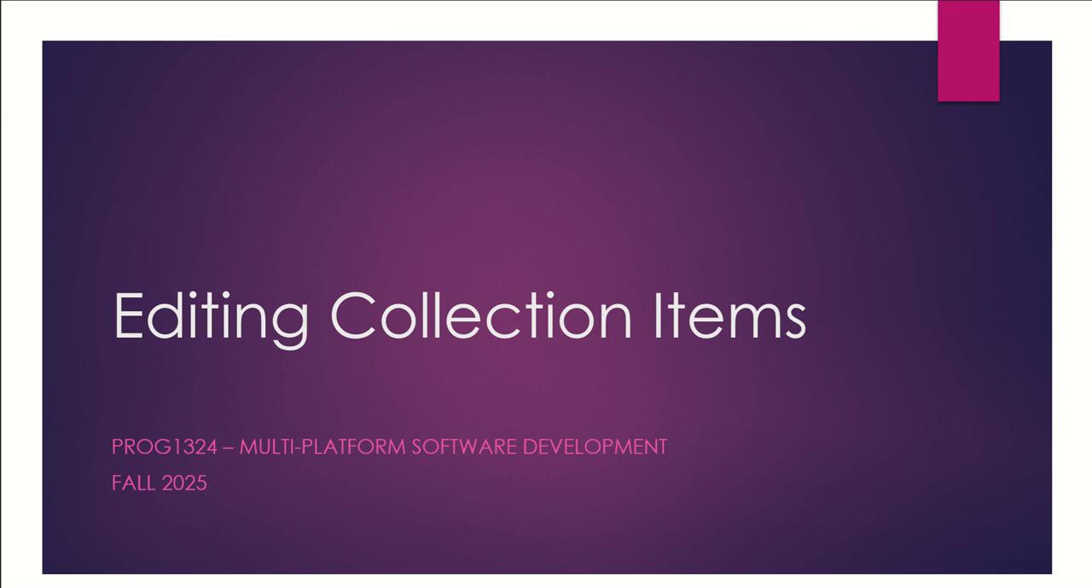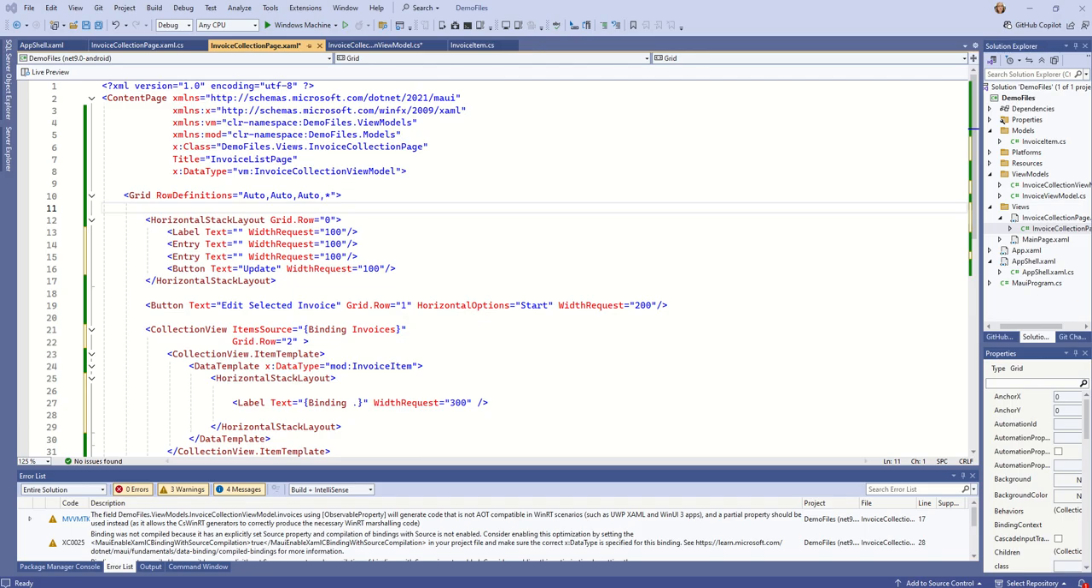In this one we're going to be reviewing how to edit items inside a collection in an MVVM app in MAUI. So we're going to get started by taking a look at our user interface. I'm working with a project that I have already built, and we're going to start by reviewing the user interface. So here's our XAML page, and what I've got is a grid with 4 rows.